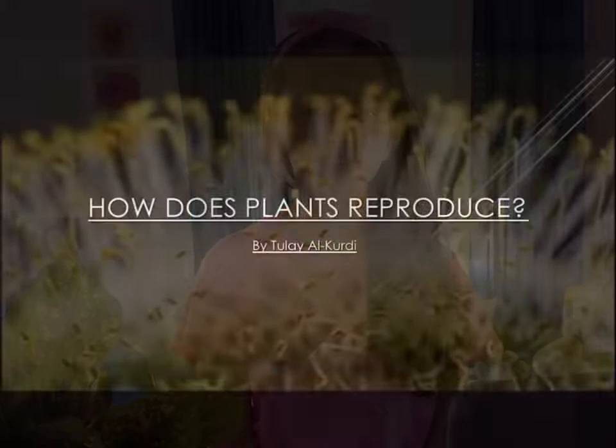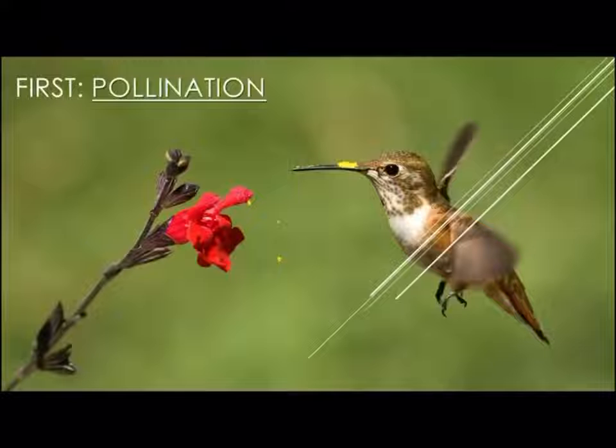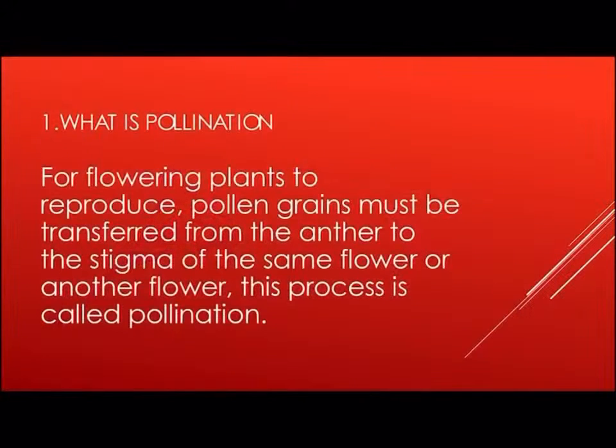Today I'm going to tell you how plants reproduce. Let's go! So for plants to reproduce, they go through 3 phases. First is pollination. So what is pollination?